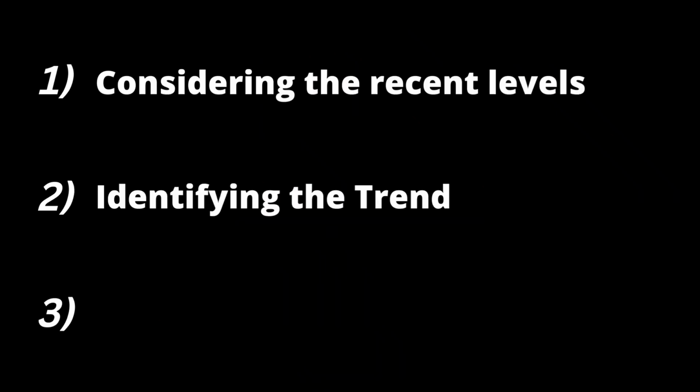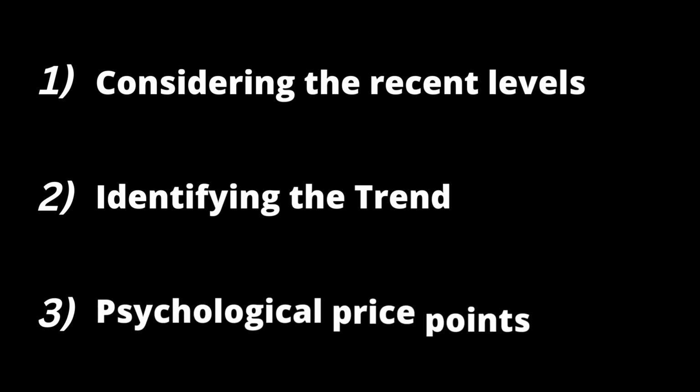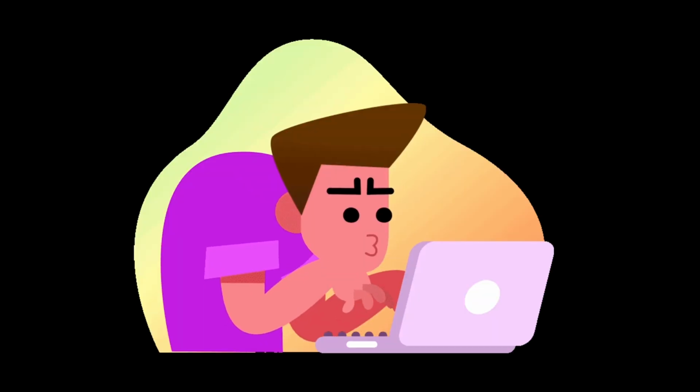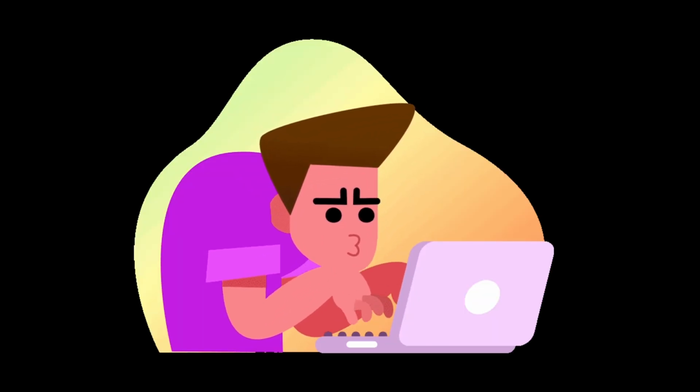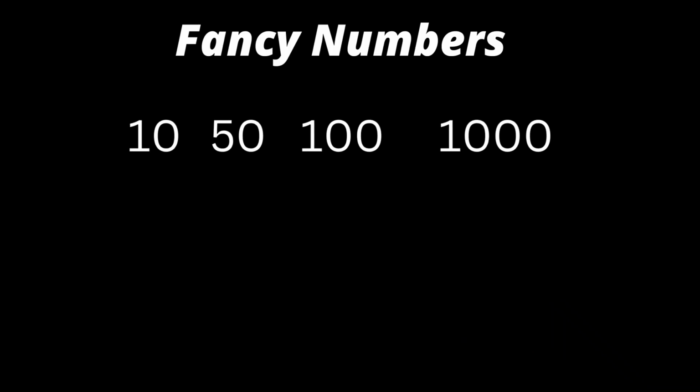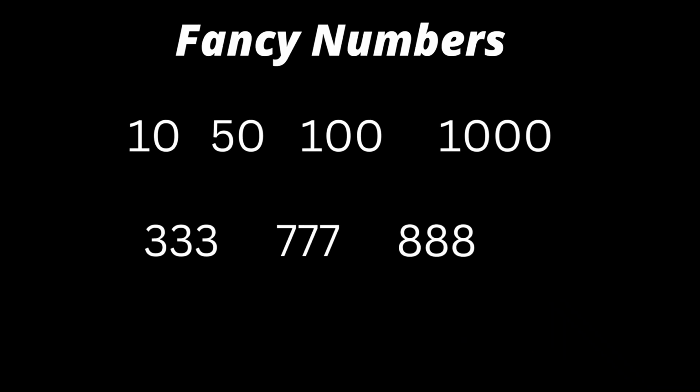Now we have understood how to draw the support and resistance using the previous levels, and by knowing the trend. The third way is by knowing the psychological price points. Traders always have a mindset of putting buy and sell orders at some fancy numbers. Numbers which are multiples of 10, 50, 100, 1000, or numbers like 333, 777, 888. Any number which looks a little special has some sort of psychological impact on traders' minds.